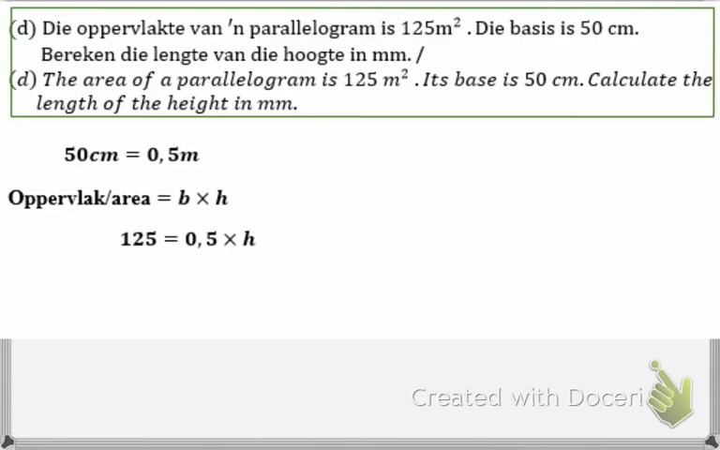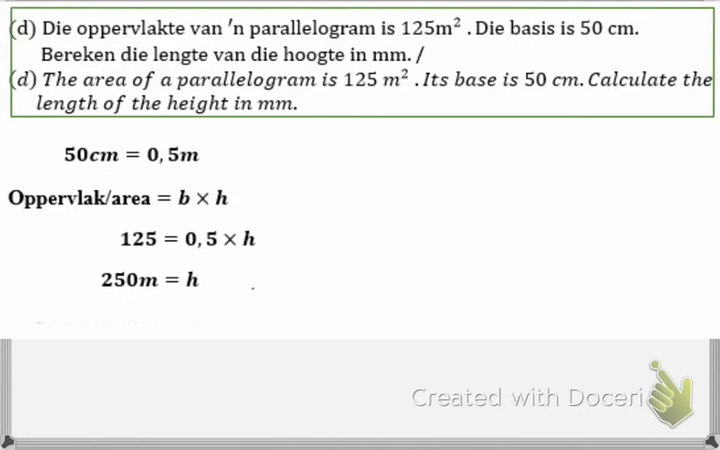Now, to get the height on the right-hand side alone, I'm going to divide with 0,5 on the left-hand side. And 125 divided by 0,5 is going to give me 250 meters. That is the height, but it is in meters. They asked us to calculate the length of this height in millimeters.